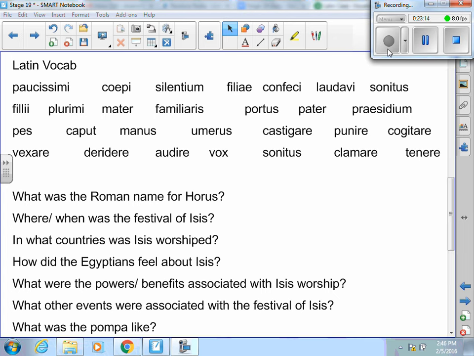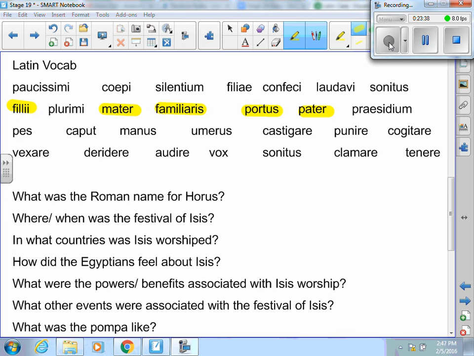So like these right here, if I said, hey, which one of these doesn't belong, you would choose portus because, well, filii is son, mater is mother, familiaris is family, and portus is gate, and pater is father. Portus is not a family member. That's the one you choose. There are a couple of those. I think there's 5 of those on this test where they're going to give you a list of words, and you have to choose which one doesn't belong.